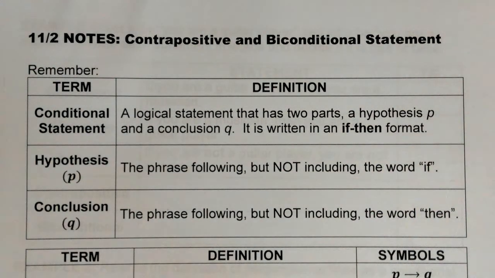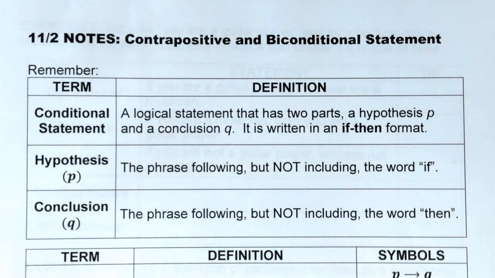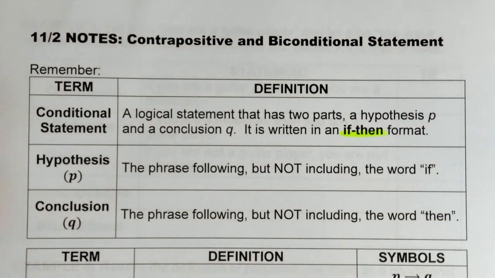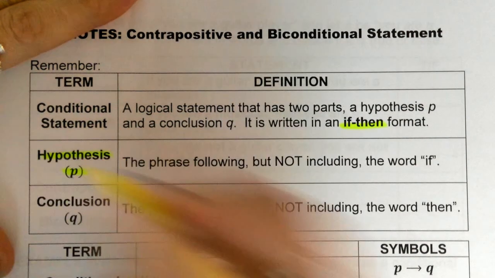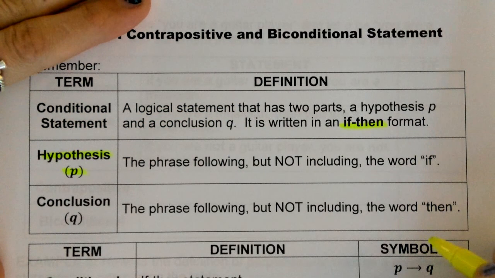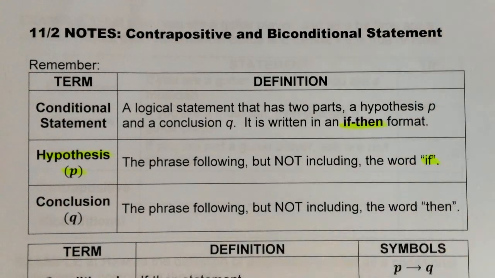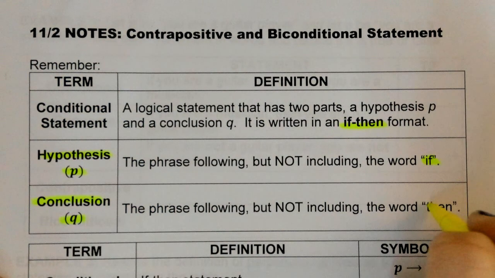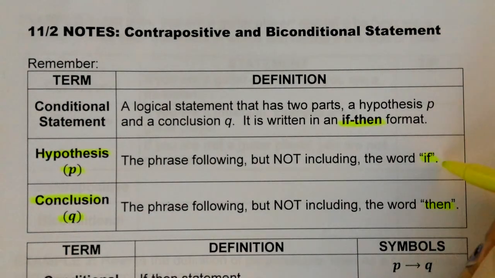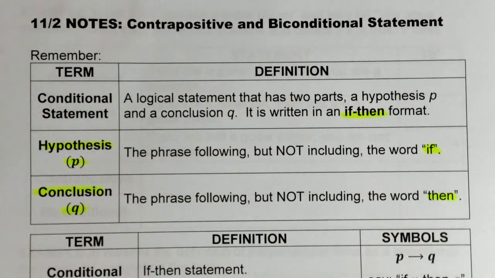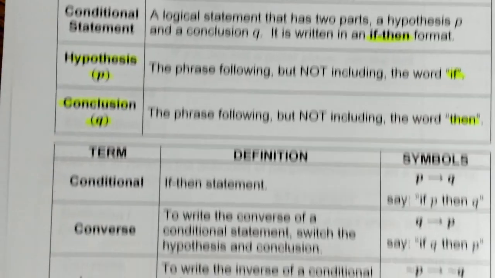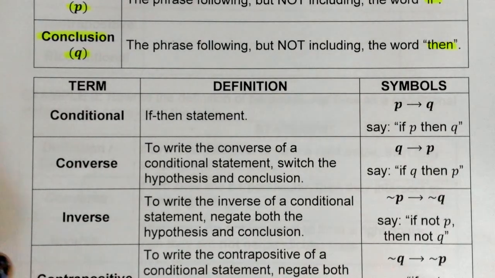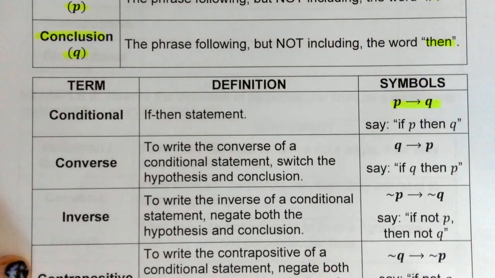We'll just, real quickly, go through and hit the main points. We remember, like we discussed in the previous notes, our conditional statement is in if-then format. You have your hypothesis, your P. It's everything after the word if and before the comma. Then your conclusion is after then and before the period. Again, the conditional statement, in symbols, is if P, then Q. So if your hypothesis, then your conclusion.